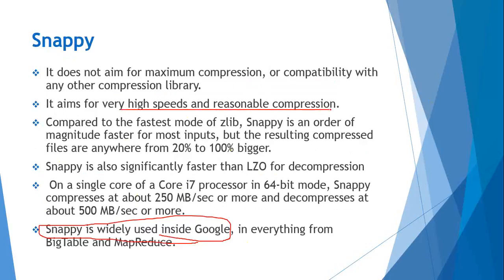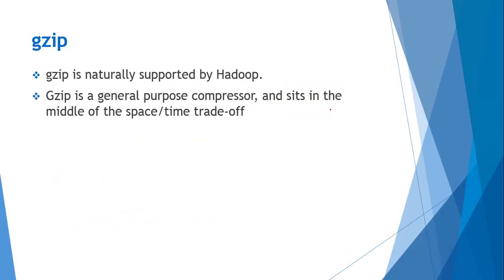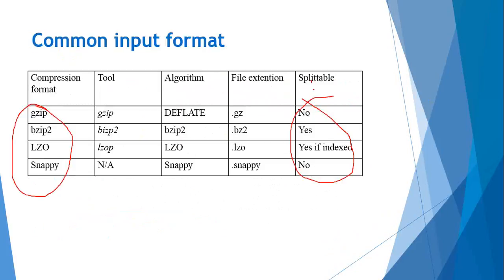Compared to the fastest modes of zlib, Snappy is an order of magnitude faster. Snappy is also sufficiently faster than LZO for decompression. So these are the different options, but you have to choose based on these things whether a file is splittable or not and where you want to apply the compression.